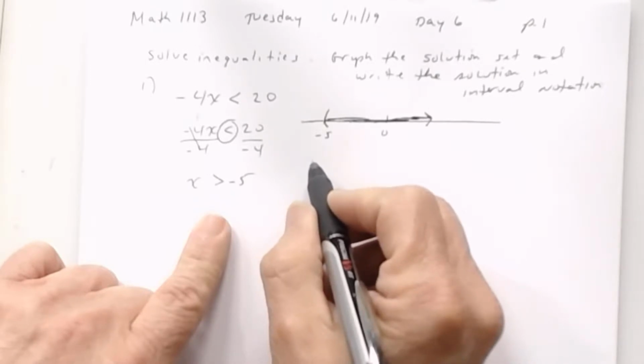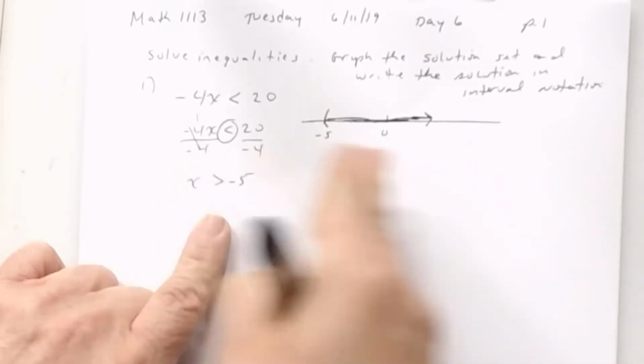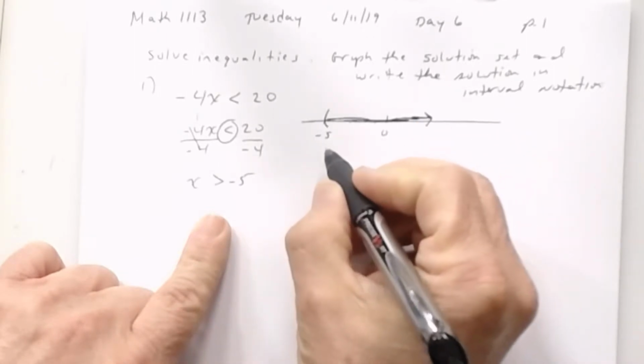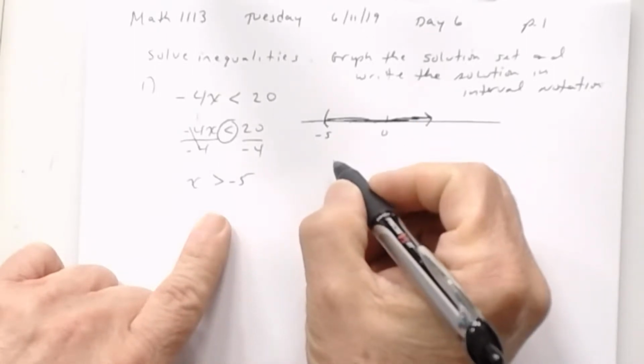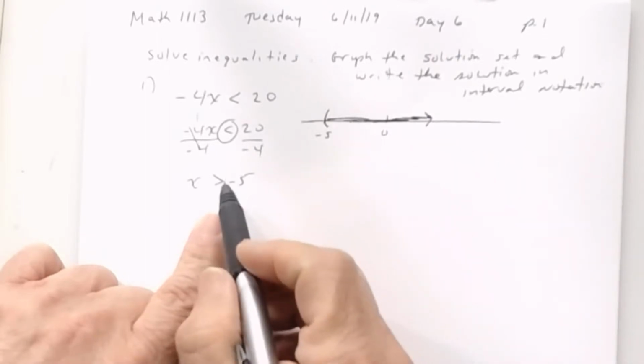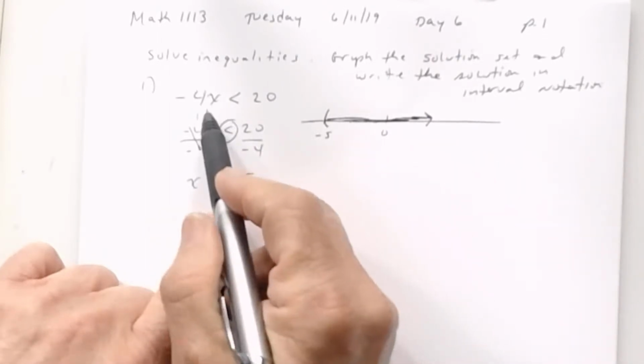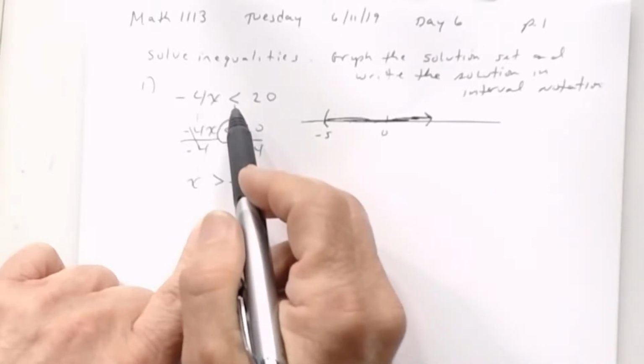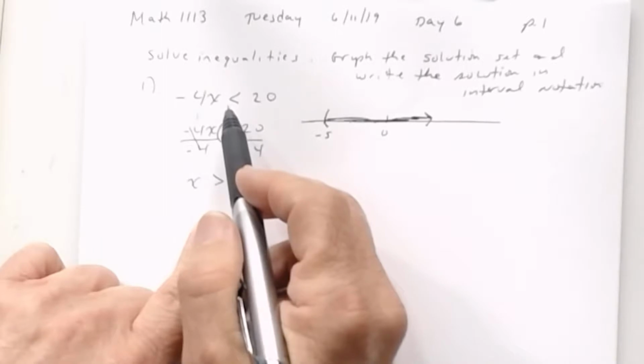The solution set written in interval notation, you read a graph from left to right. So where do I start? Negative 5. Can I include negative 5? Is negative 5 a solution? No. And you can check and see why it's not true. What's negative 4 times negative 5? Positive 20. Is 20 less than 20? No, 20 is not less than 20. 20 equals 20.